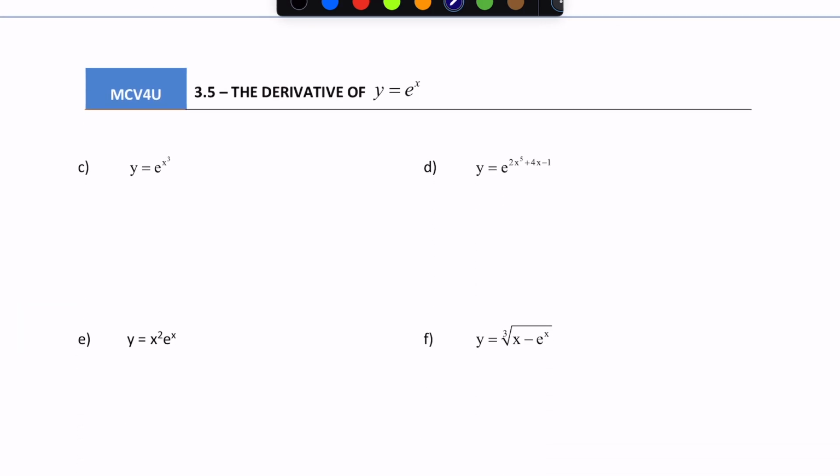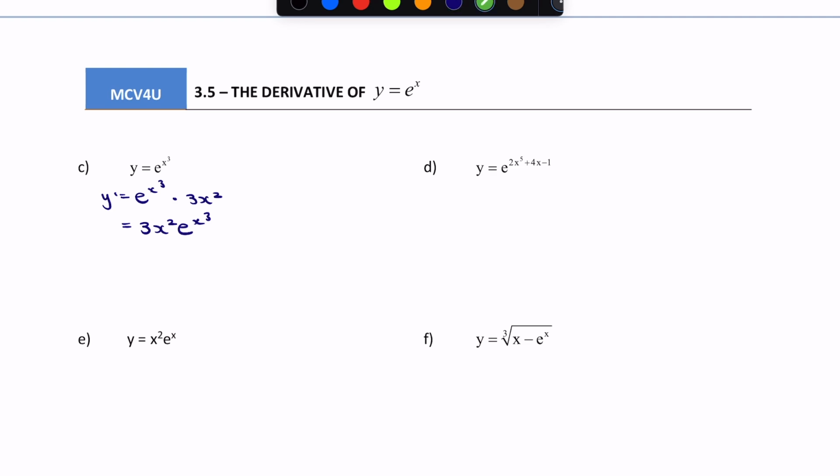Here, if we look at y is equal to e to the power of x cubed, we see that y prime is equal to e to the power of x cubed. So that stays the same. And then the derivative of x cubed is 3x squared. So we can rewrite this as 3x squared e to the power of x cubed.